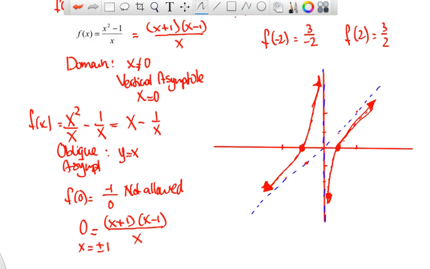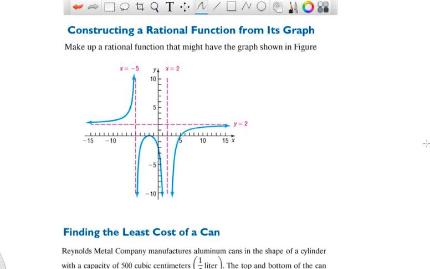Alright, let's go backwards now. What if I gave you a graph and you had to come up with the function for this? Okay, let's see, I have red. Alright, that will work. So that's a vertical asymptote, right? So if it's at -5, then x plus 5 should probably be in the denominator, and at x is 2, then x minus 2 should probably be in the denominator. Okay, so here's what I have so far: x plus 5 and x minus 2.